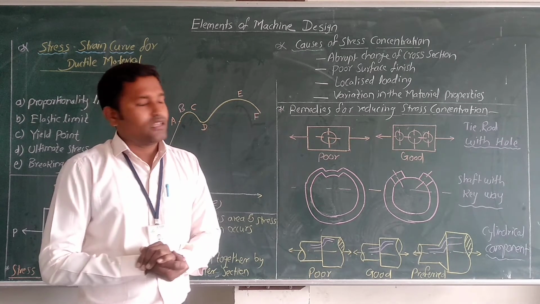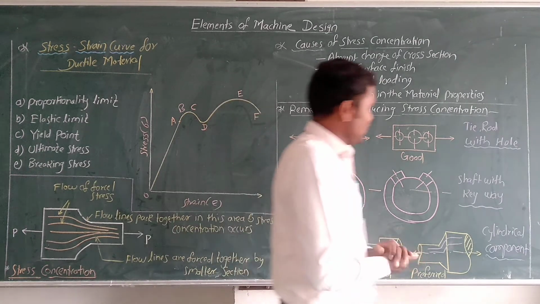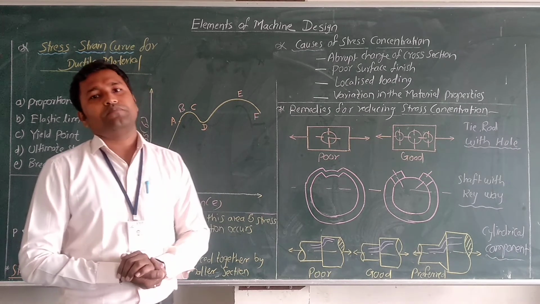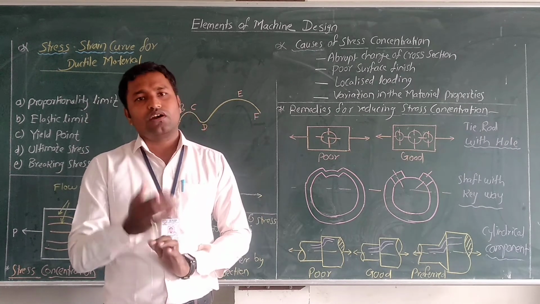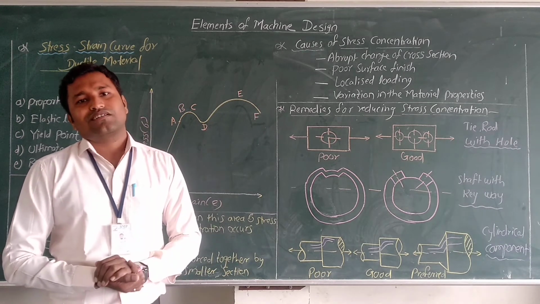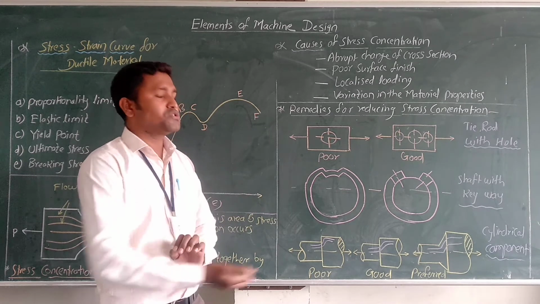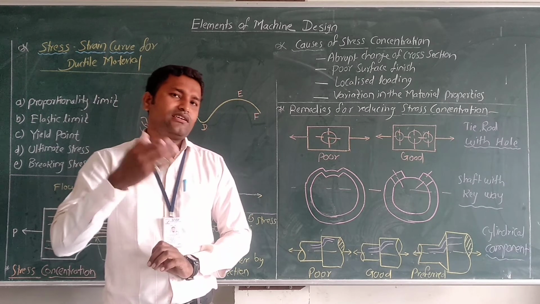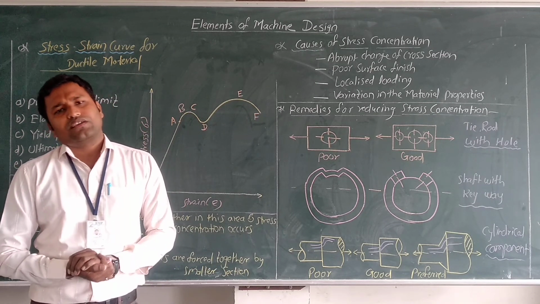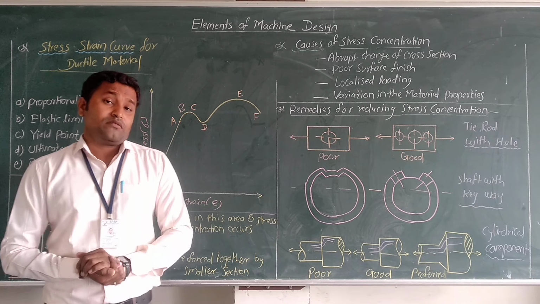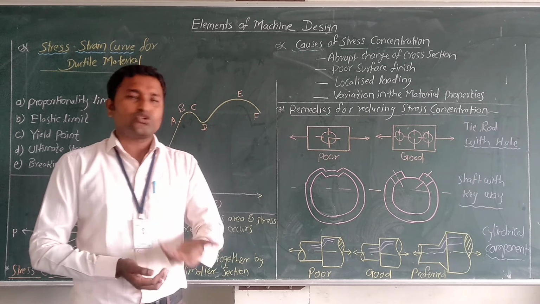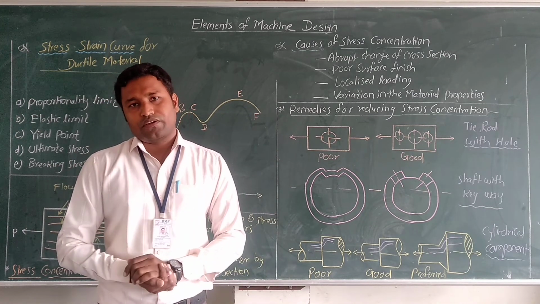When you see these types of cross sections, the stress distribution pattern will no longer hold, so a number of discontinuities are produced. The effect of stress concentration cannot be eliminated permanently, but its effect can be reduced by altering the geometry of the machine component. Okay, thank you.